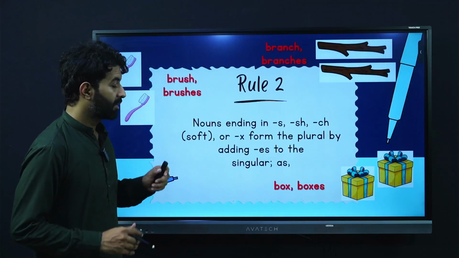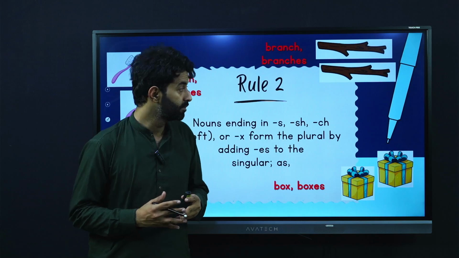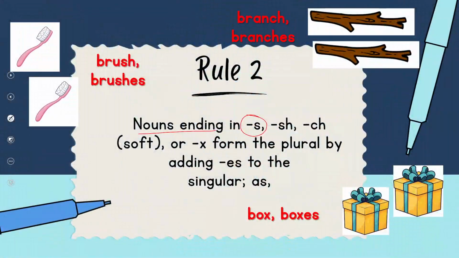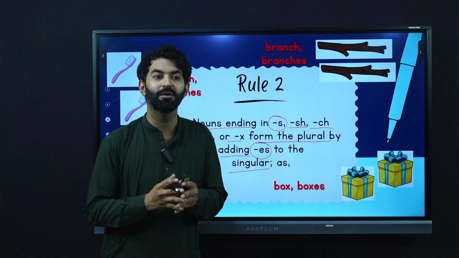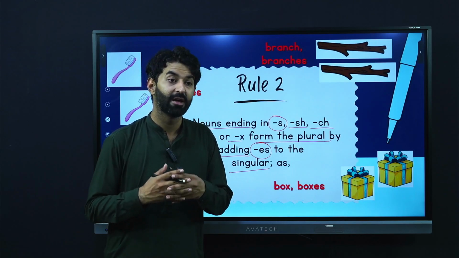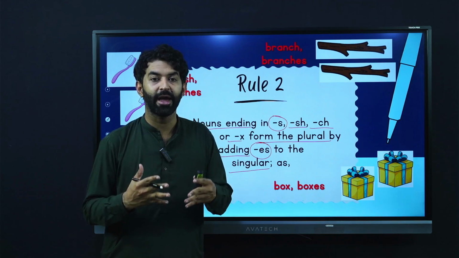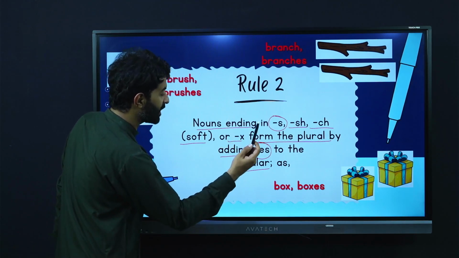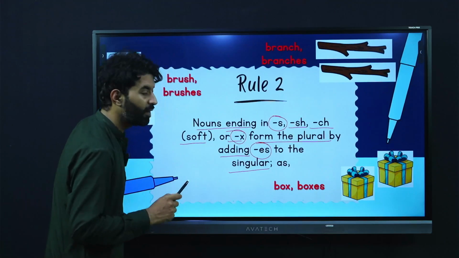Now, let's talk about our rule number 2. Nouns ending in s, sh, ch or x form the plural by adding es to the singular. Now, we sometimes add es at the end, like box. It's not boxs. We write it as boxes, because our rule says if any noun is ending with x, we add es.